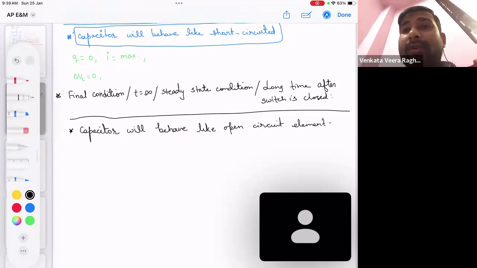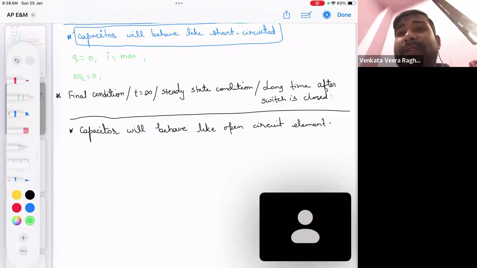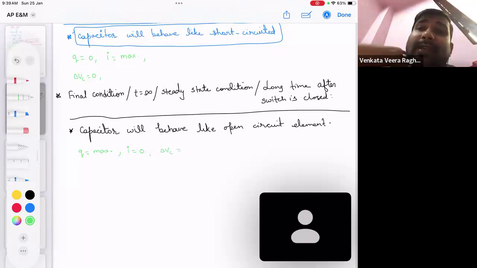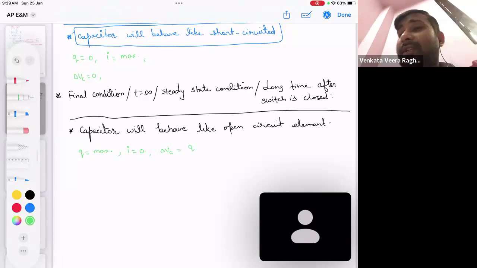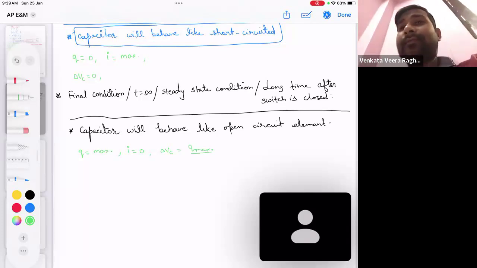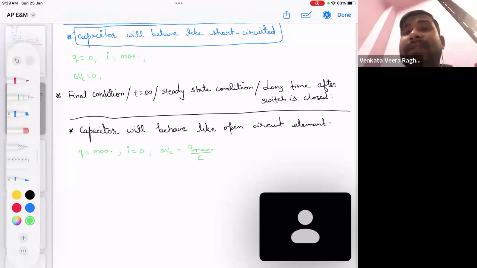Understood? So what are the different things we understand? The first thing, the capacitor is going to behave like an open circuit element. What about the charge? This time the charge on the capacitor will be maximum. What about the current through that capacitor branch? Zero. What about the delta VC? The delta V, meaning the potential difference of the capacitor, will become Q max by capacitance. Please tell me, understood these three things?